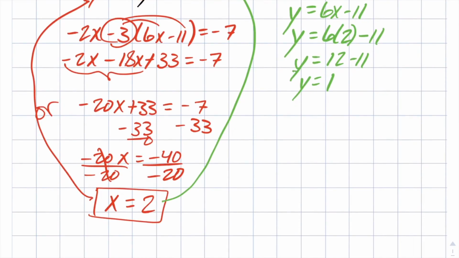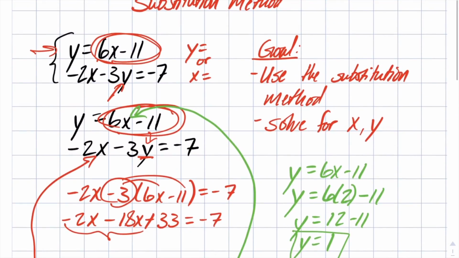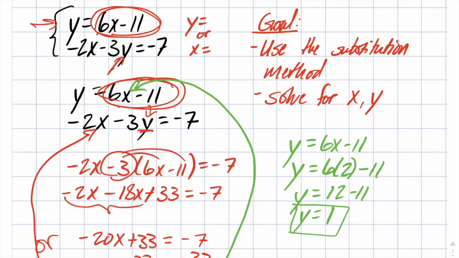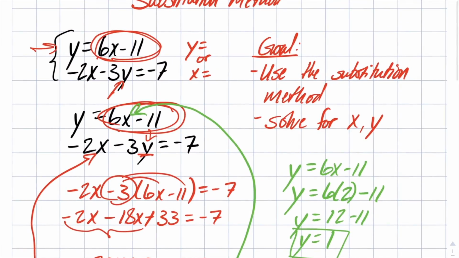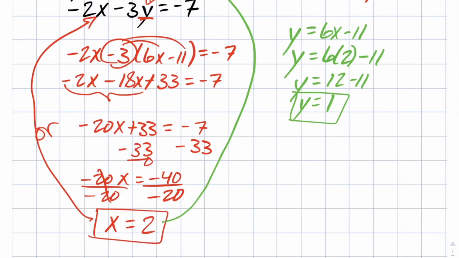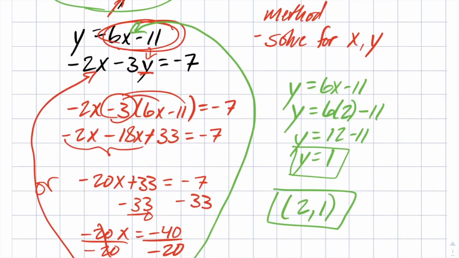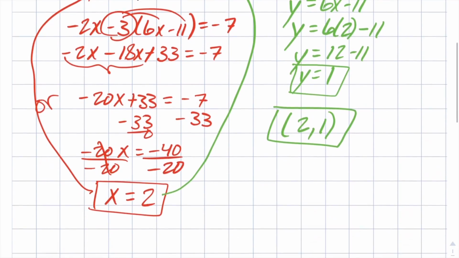So this is your other answer. Now we can say the solution to this system, the point where they intersect, is at (2, 1). That's the solution, or x equals 2, y equals 1. I'll write answer right here.